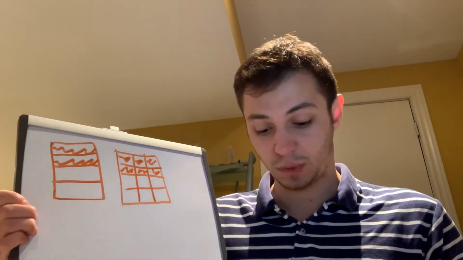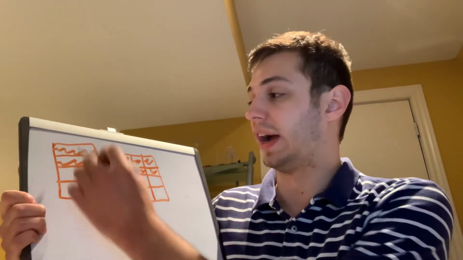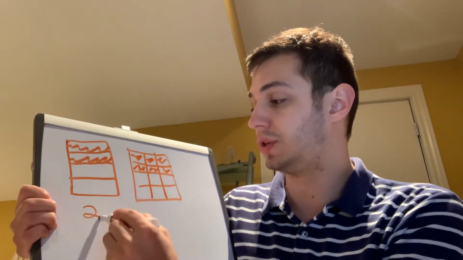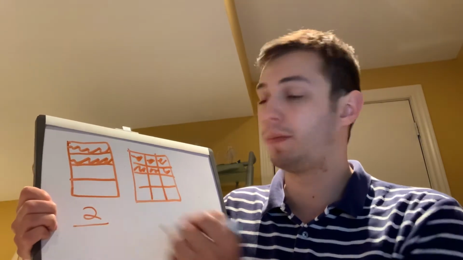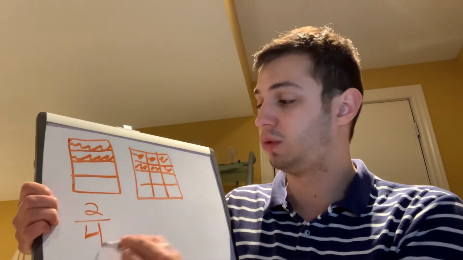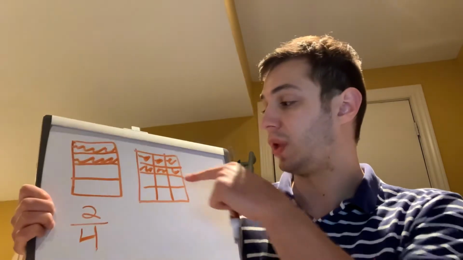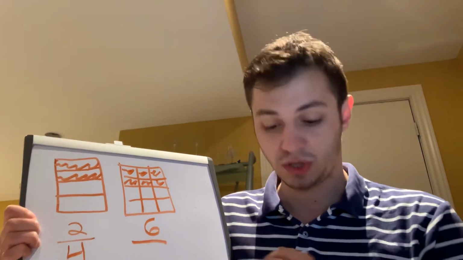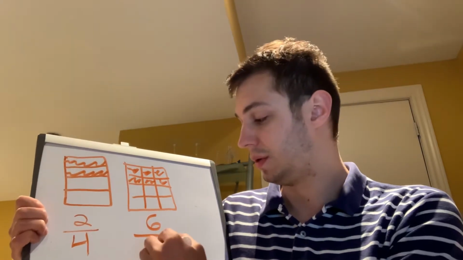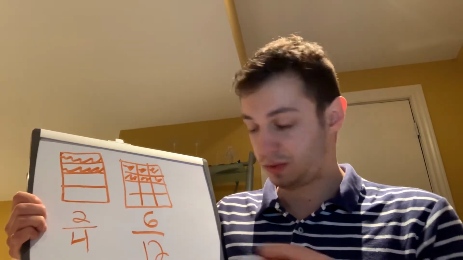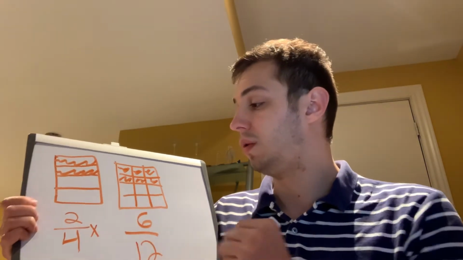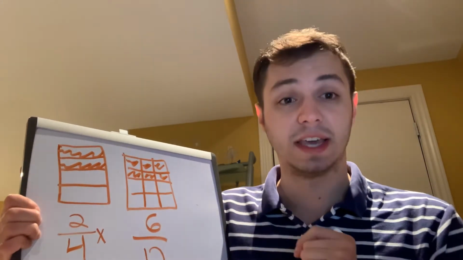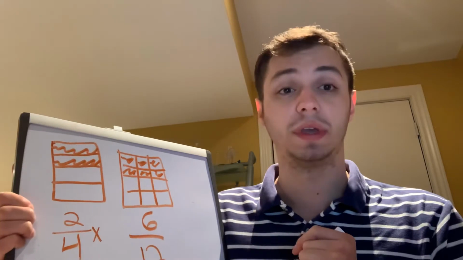So what they show you is that you're going to write the fraction for this image, right? There are two parts that are shaded, so your top number will be 2. And there's 1, 2, 3, 4 parts in one unit, so our fraction will be 2 over 4. If we look at this image, 1, 2, 3, 4, 5, 6 parts are shaded, and there's 12 parts in one unit. So what they want us to do, to check that they're equal, is multiply the top number and the bottom number by the same number, and then both of these fractions will be equal.